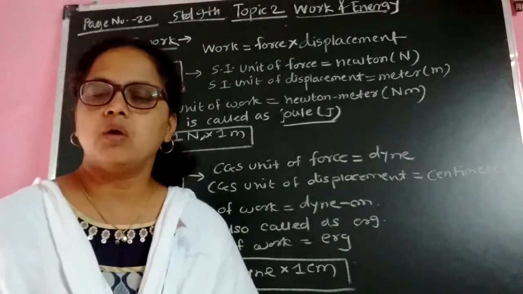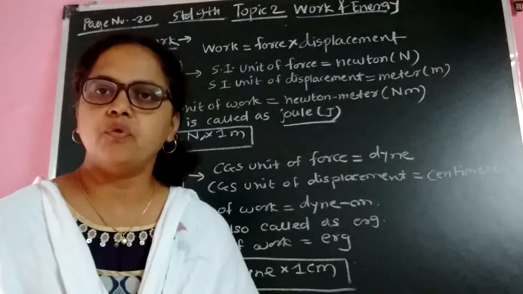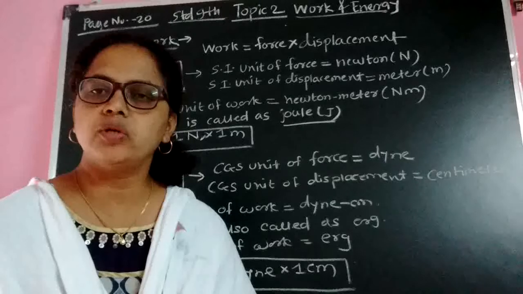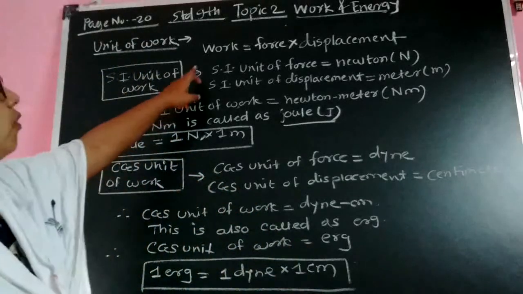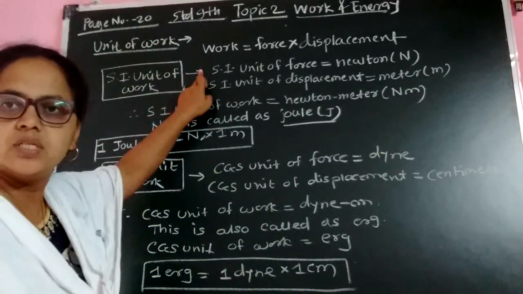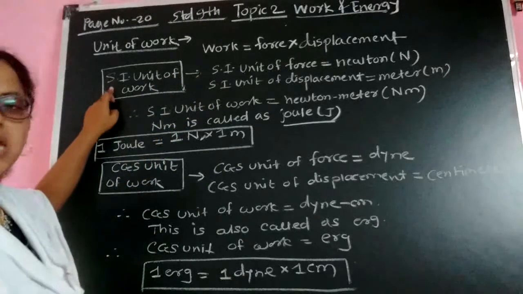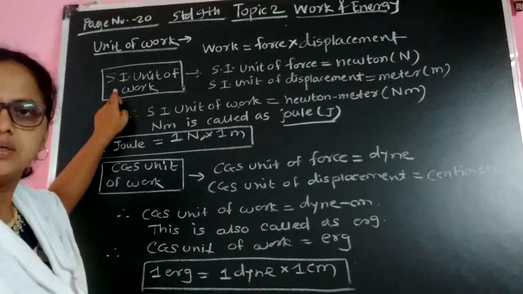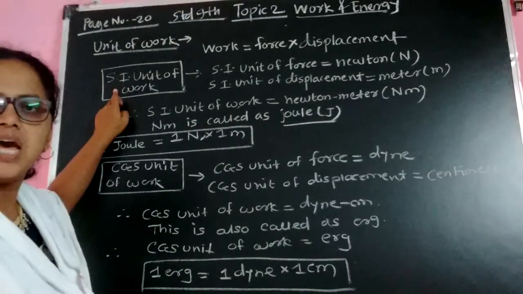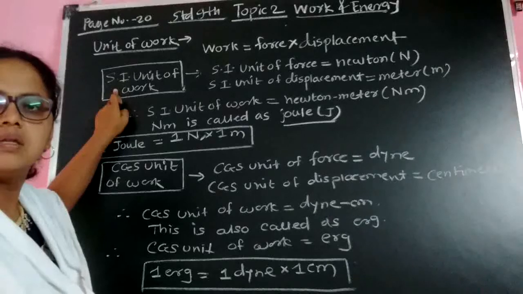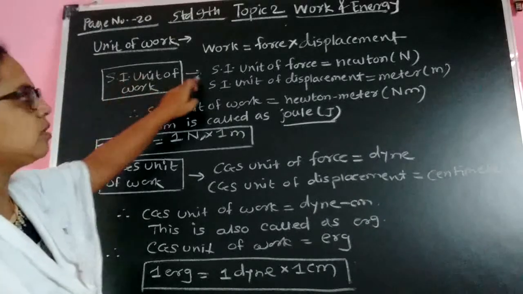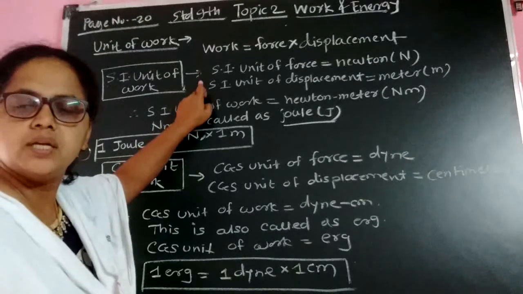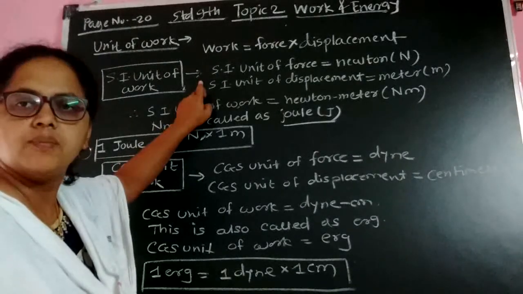We have seen work done is equal to force into displacement. It is the product of force into displacement. Work is equal to force into displacement. Then the SI unit of work. What is the SI unit of work? SI unit means the largest unit to measure the work done. Then I will tell you how to find out the unit from the formula.